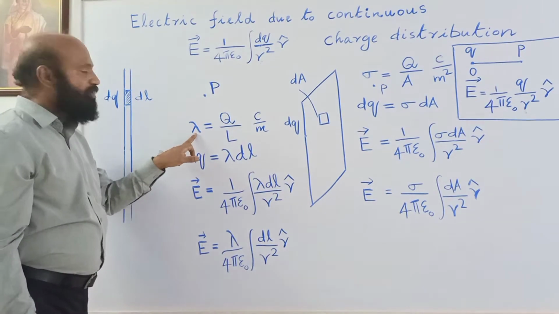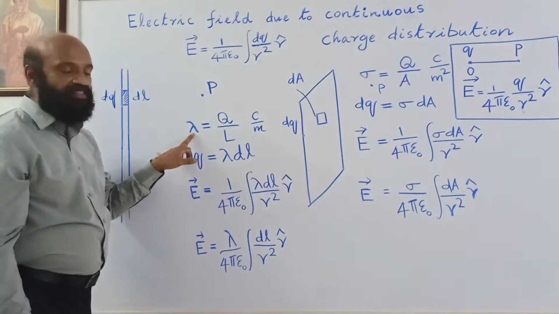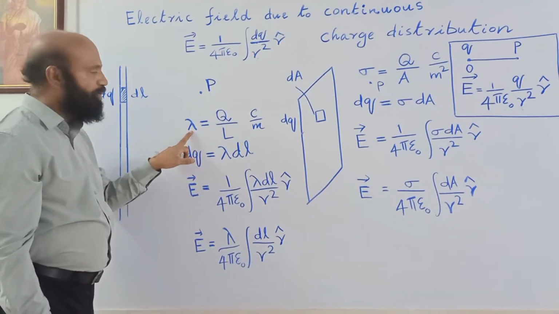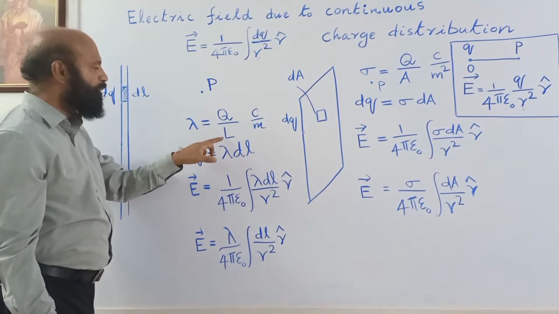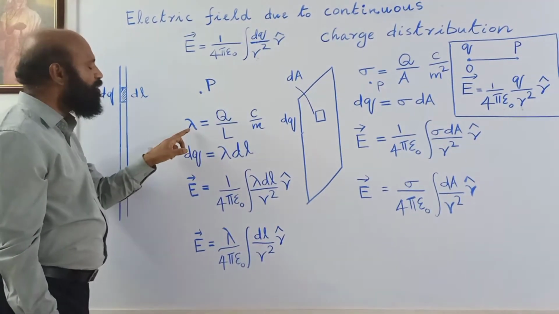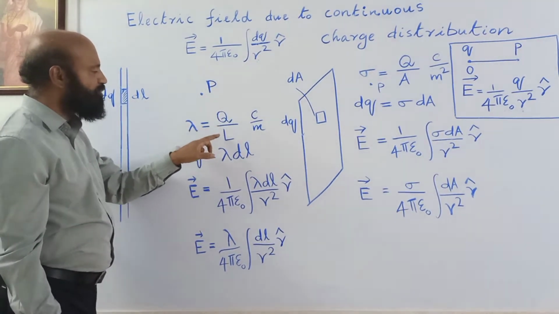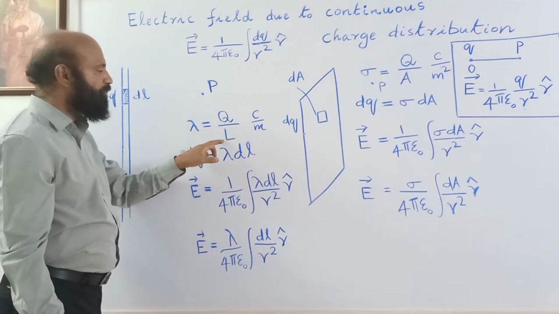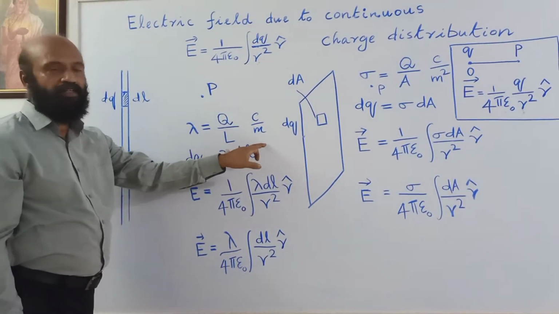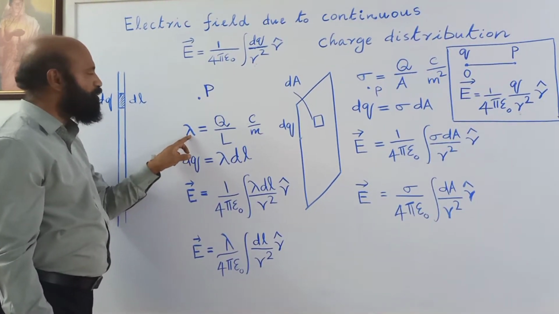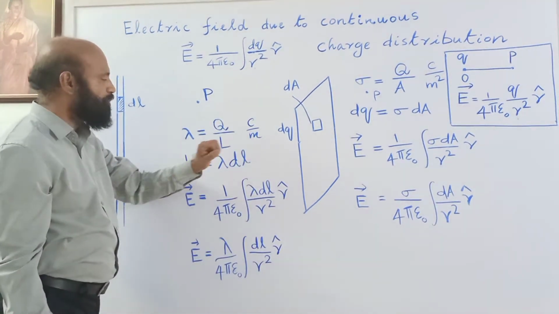Lambda is the linear charge density, charge per unit length. So total charge on the wire is q, you divide by the length, so you will get the linear charge density, charge per unit length. Charge is measured in coulomb, length is measured in meter, so linear charge density is measured in coulomb per meter.